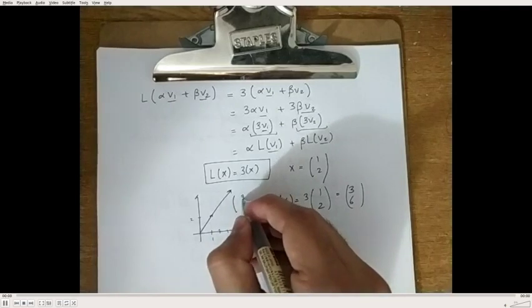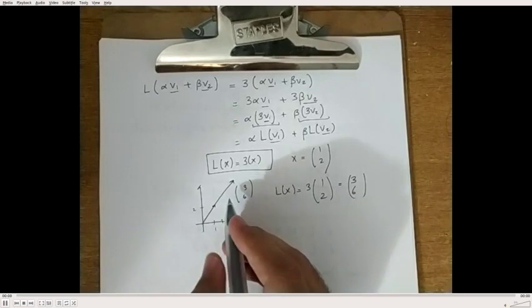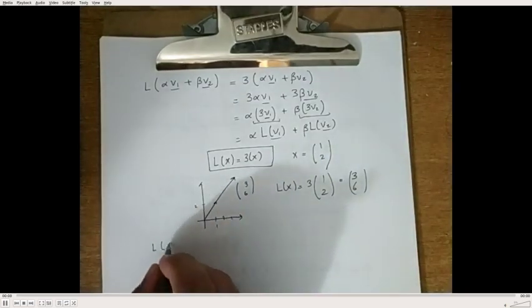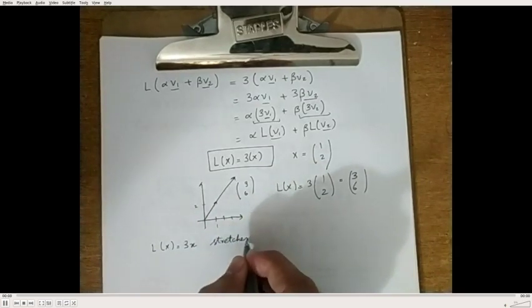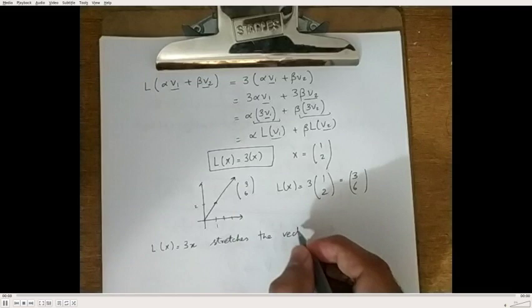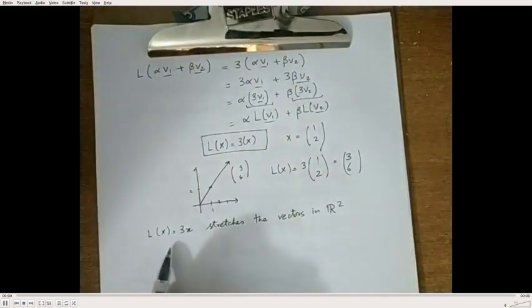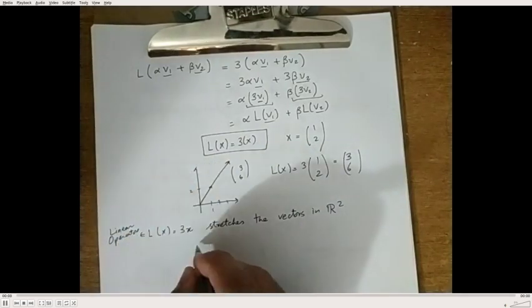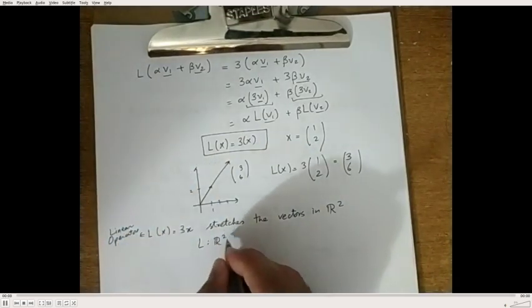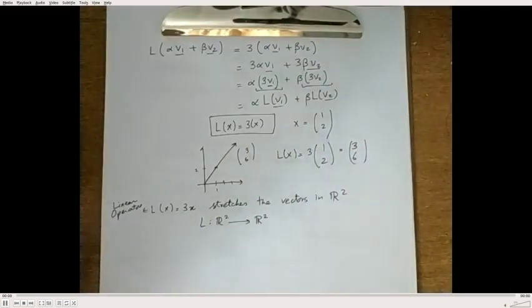This is the vector 3x. So this transformation is nothing but a stretching of the vectors in R2. So L of x equals 3x stretches the vectors in R2. And actually, if you want to be more precise, L of x is a linear operator because it's taking vectors in R2 and mapping them onto vectors in R2, right?